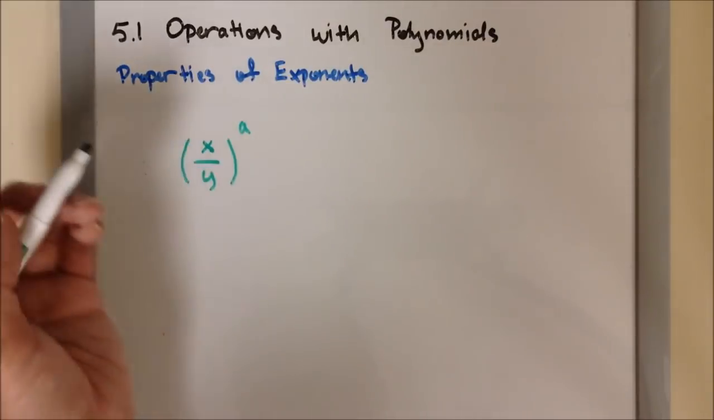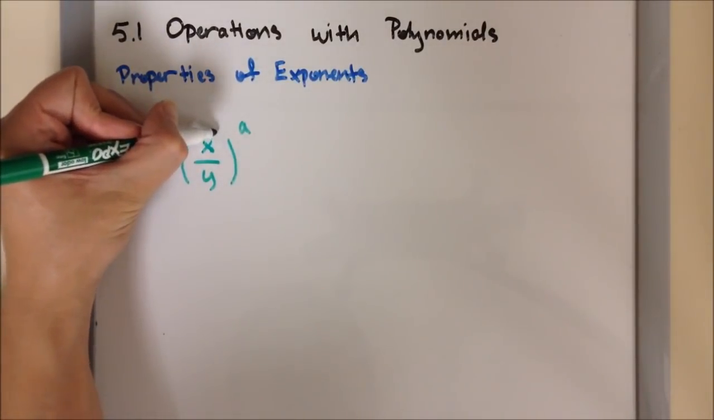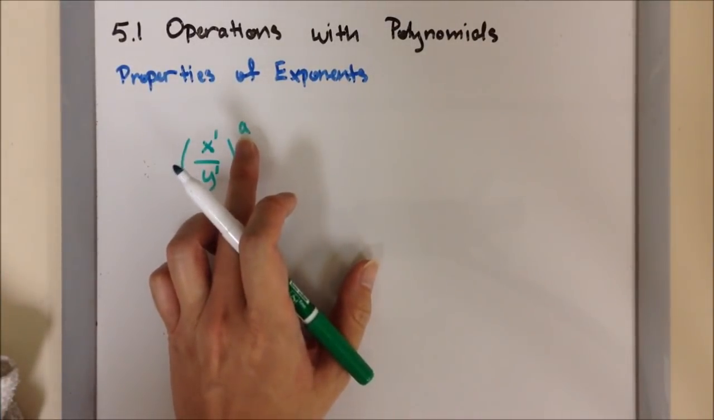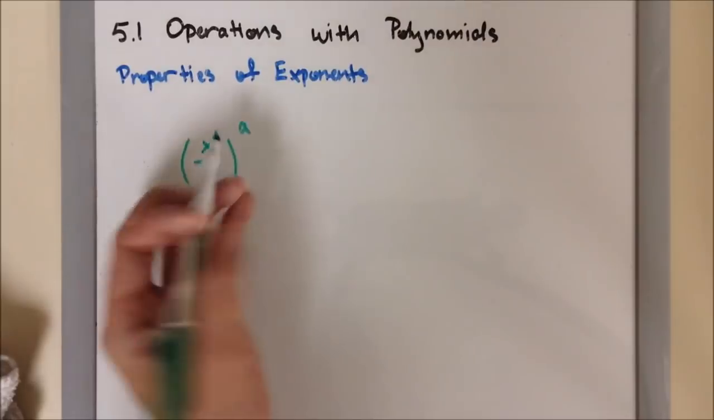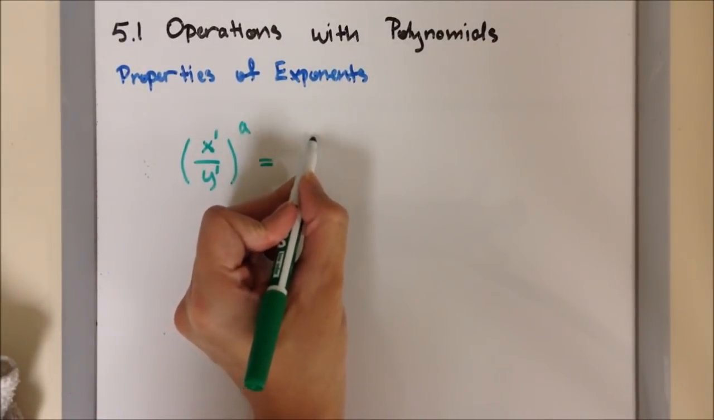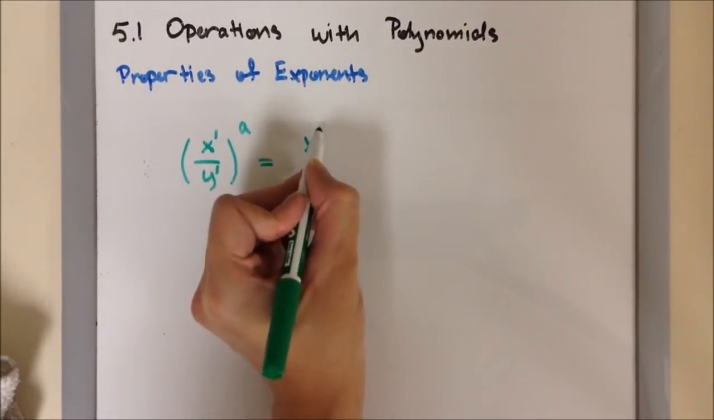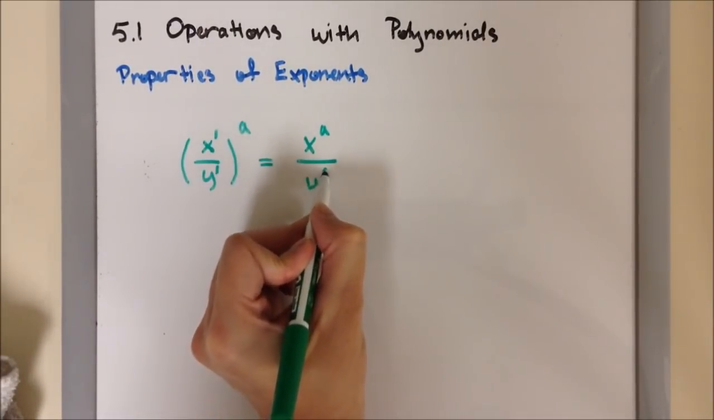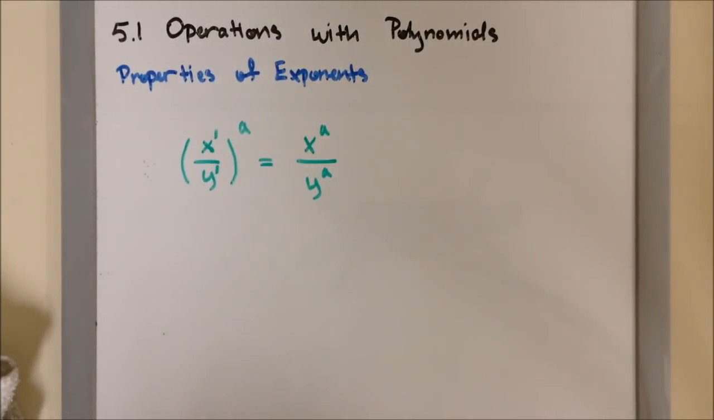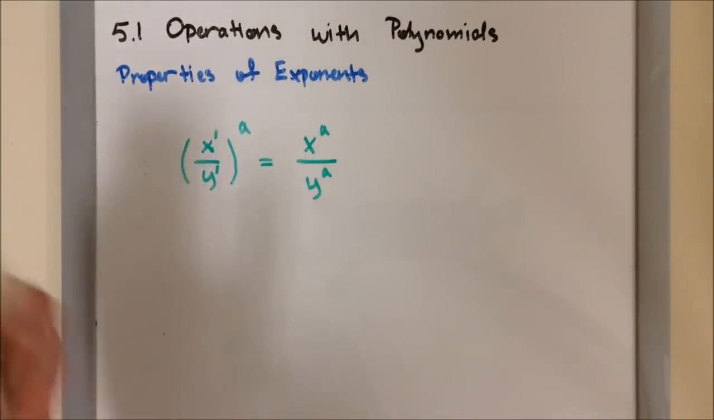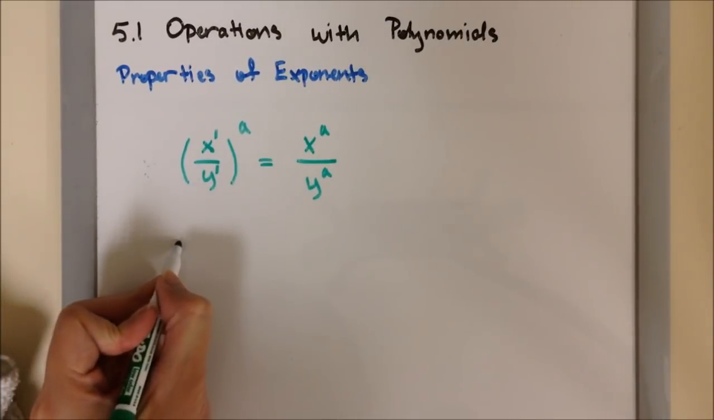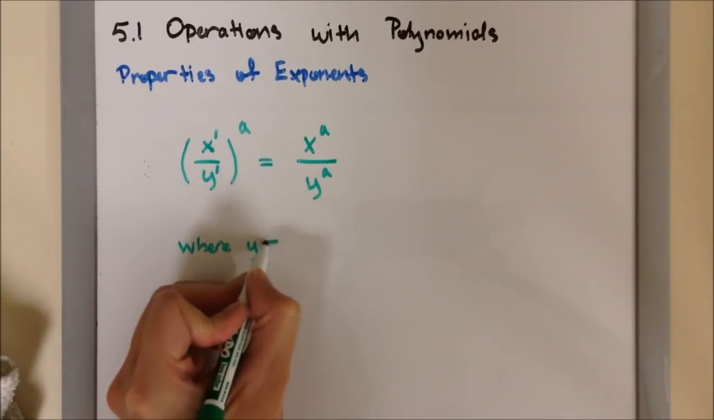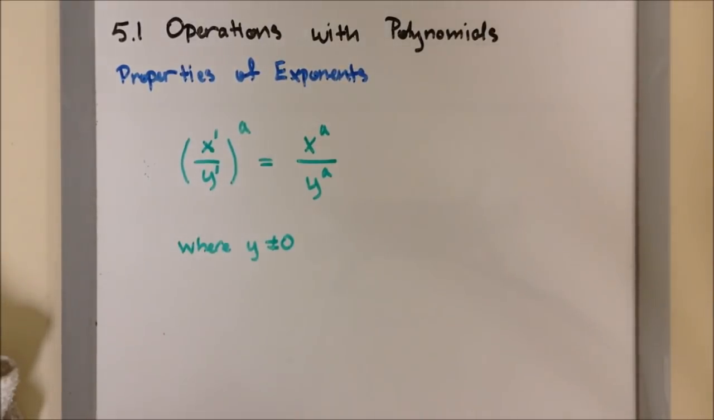When that happens, remember, my x has an invisible 1 exponent inside, and the y has an invisible 1. I'm going to distribute my a just to the exponents only. So when I do that, it will be x, 1 times a is just a, and then my y, 1 times a is also a. So that's the property for the power of a quotient, but I also have to declare that y does not equal 0, because again, we cannot have a 0 in the denominator.